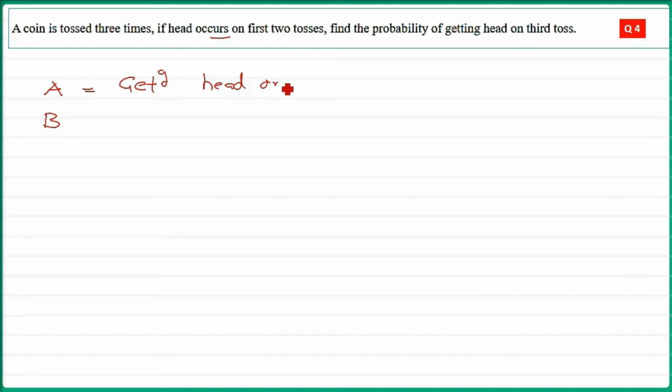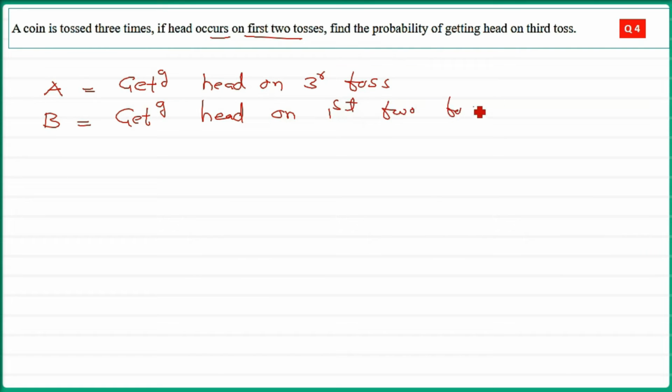So let's take A as getting head on the third toss. Find the probability of getting head on the third toss. So we have taken A as getting head on the third toss. And it is given that head occurs on the first 2 tosses. So we'll take the set B as getting head on the first 2 tosses. Now what is A now? Getting head on the third toss.